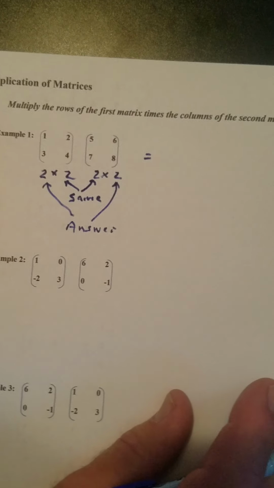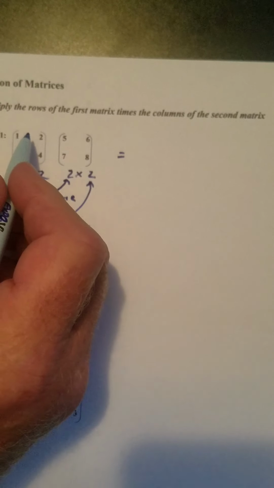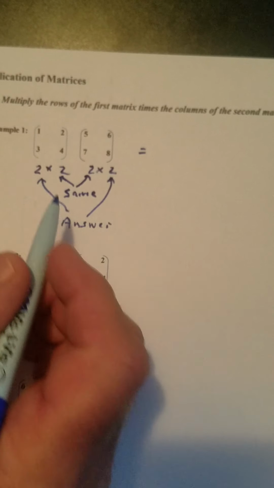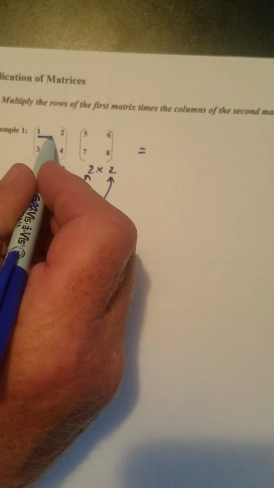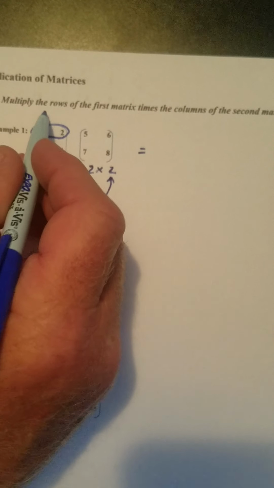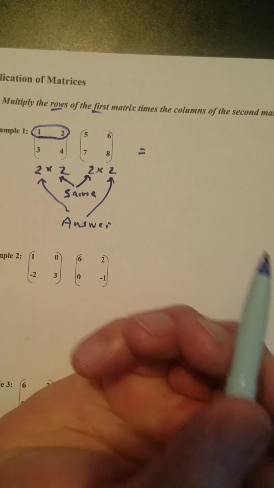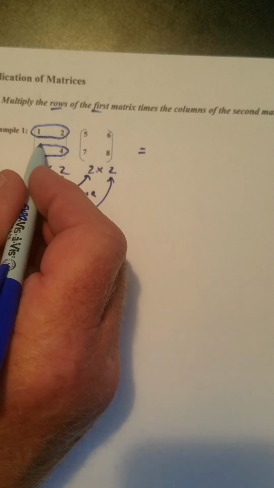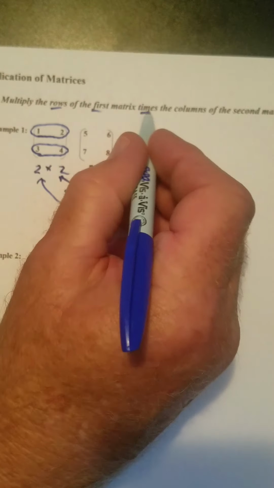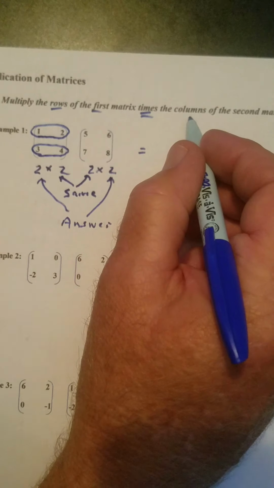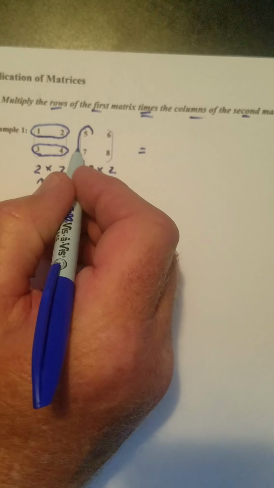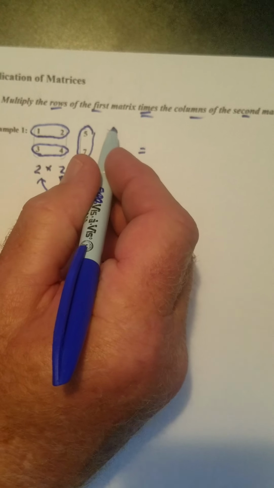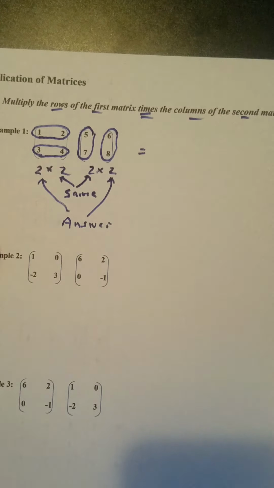Okay, now let's see how the process works. I do this, especially early. You're taking the rows of the first. So I'm going to circle the rows of the first. That's what it says here, rows of the first. I've got 2 rows, times the columns of the second. So I'm going to circle the columns here, to come up with my answer.